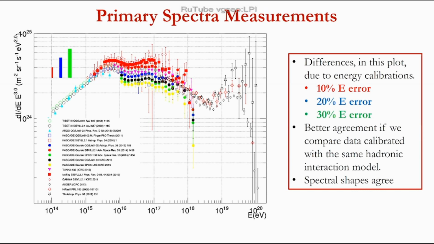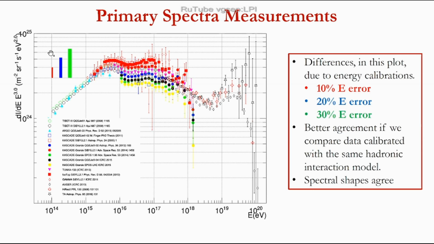In this complicated plot, I've reported many, not all, measurements of the all-particle spectrum obtained by different experiments, mainly for the KASCADE-Grande experiment, in which I participated and to whose data I have easier access. I've reported the spectrum calibrated with 5 different hadronic interaction models. And we can see that there is a spread of the measurements of every single experiment due to the hadronic interaction model we use for the energy scale calibration.